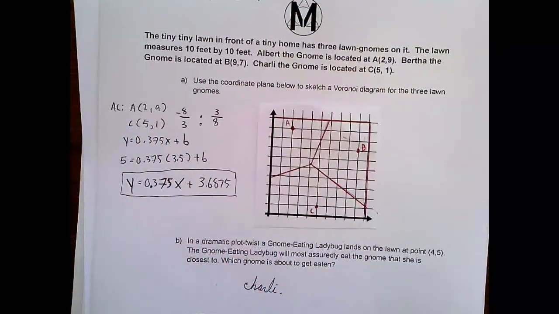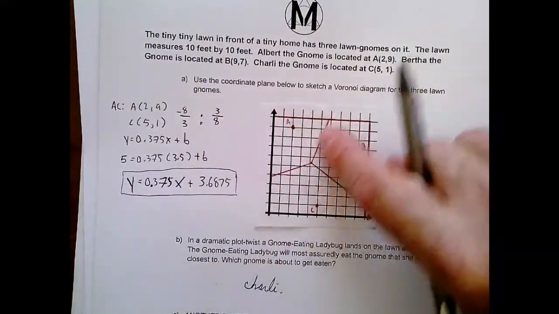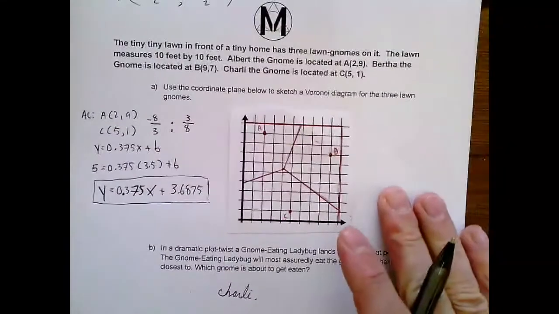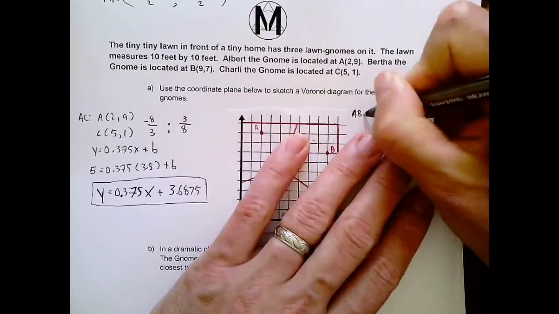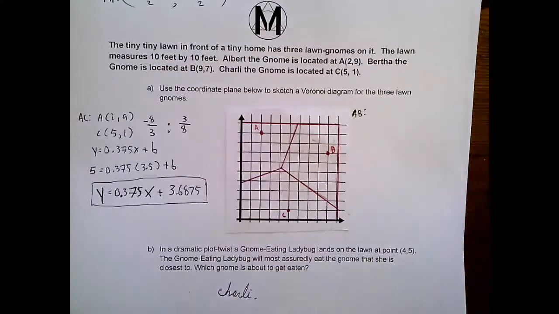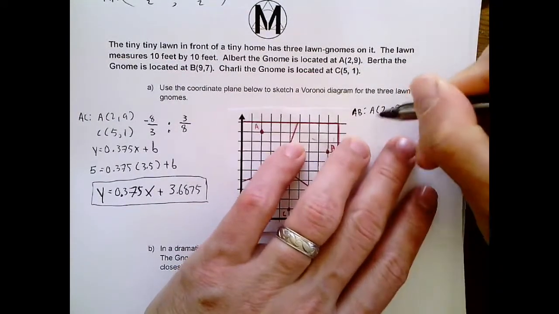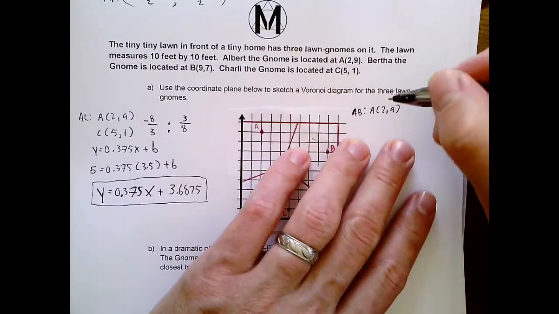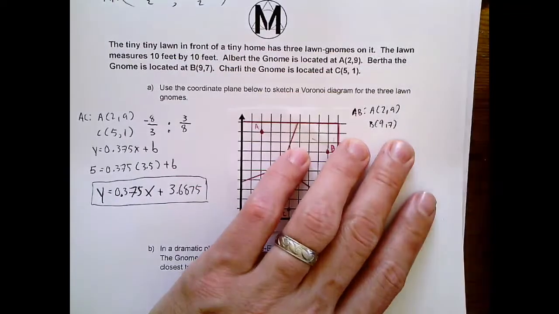And I think the next one, let's go ahead and do AB. Let's do that one. So now we're going to try and find the equation of this perpendicular bisector. Maybe I can squeeze that all in over here. I'll try to write small. Okay, so AB. Point A is (2, 9). That was given to us. Point B is (9, 7). Also given to us. Okay, and so let's find the slope.